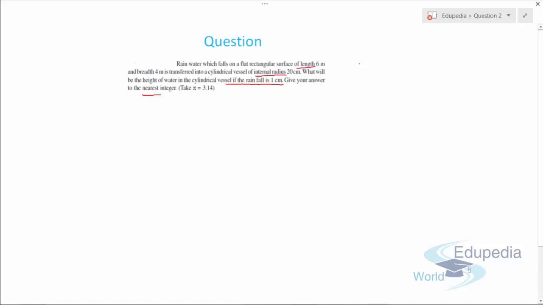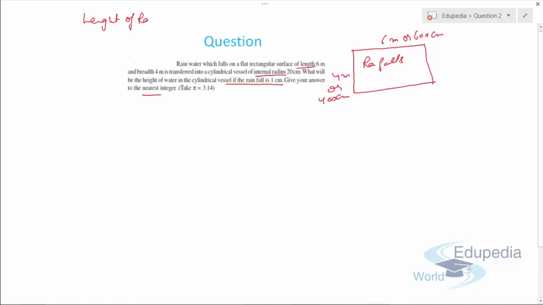So let's first explain what the question is trying to say. Suppose we have a rectangular sheet like this. Let's say its length is 6 meters or 600 centimeters, and its breadth is 4 meters or 400 centimeters. Now, the rain falls on the flat surface and the height of rainfall is 1 centimeter. If you imagine properly, it will convert to a cuboid because now we have length, breadth and the height of rainfall.